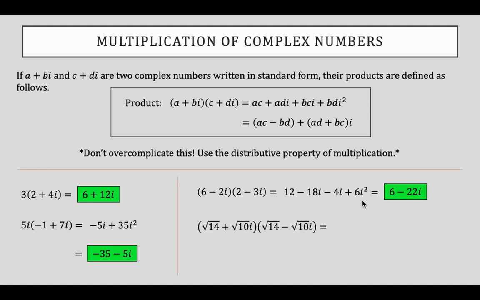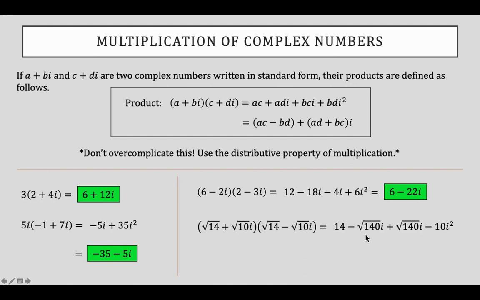All right, let's try another one here. Root 14 plus root 10i times root 14 minus root 10i. Well, again, we need to use the distributive property of multiplication. Root 14 times root 14, that gives me 14. Root 14 times a negative root 10i, that gives me a negative root 140i. Positive root 10i times positive root 14 gives me positive root 140i. And a positive root 10i times a negative root 10i gives me a negative 10i squared.